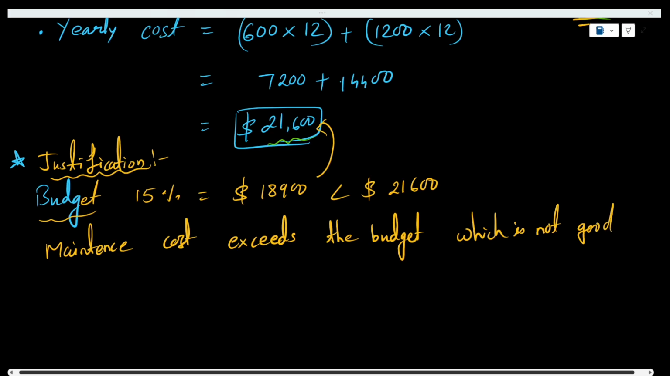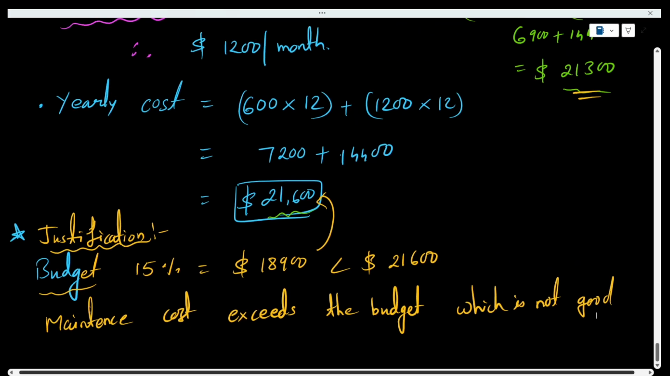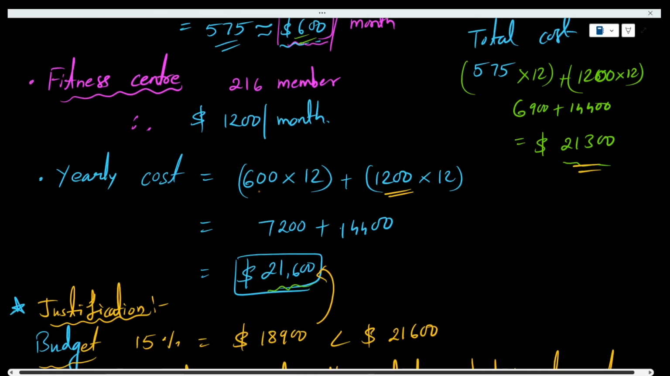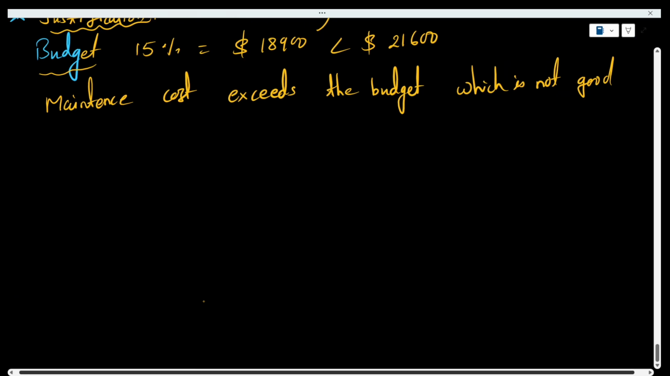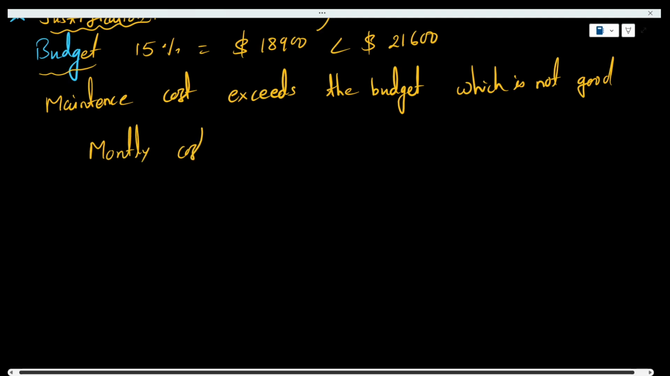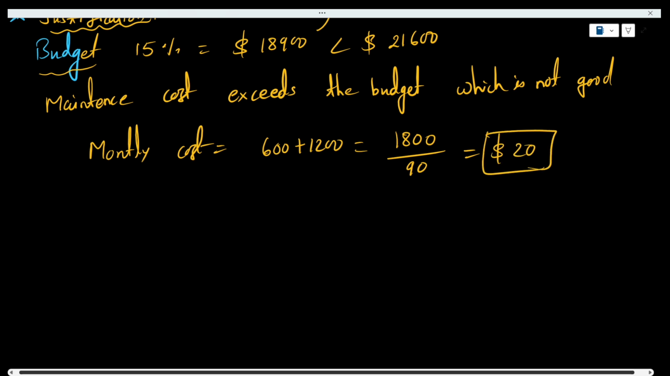Now if I need to find out how much they have to allocate, you can see the monthly expenditure here is $1,200 and $600. So the monthly cost is coming as 600 plus 1,200, which is 1,800, divided among 90 flats, 90 apartments. So $20 should be allocated for the maintenance of the recreational area.